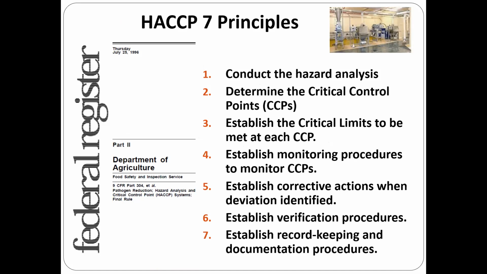They published this, I would say it's a law, in the Federal Register in 1996, titled Pathogen Reduction; Hazard Analysis and Critical Control Points, Final Rule. Here, well documented, are the 7 principles of HACCP, including conduct a hazard analysis, establish critical control points, which we call CCPs, and establish critical limits targeting each CCP. And we need monitoring procedures to monitor the CCPs, and to establish corrective actions, verification procedures, and finally, the most important, record keeping and documentation procedures.